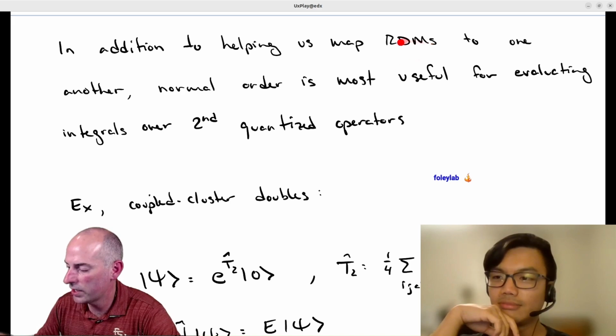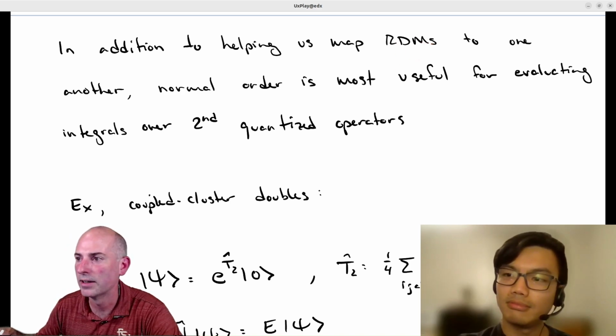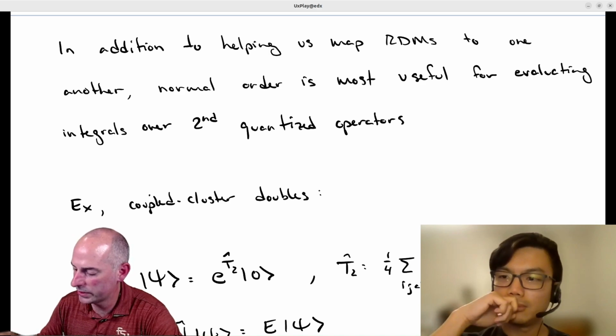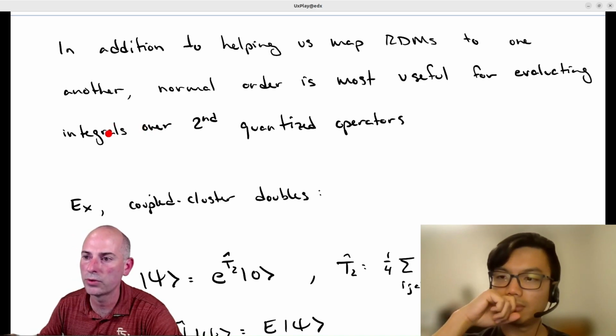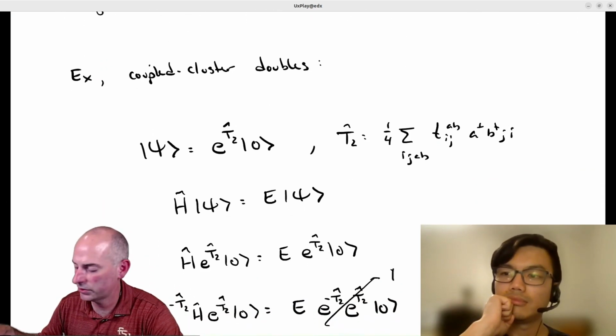Okay, RDM theory is fun, but most people who would want to use this package, which is basically my group, would want to use this for wave function theories. And the real utility here is it tells us what integrals over second quantized operators are non-zero. So as an example, I'm going to use coupled cluster theory with double excitations.